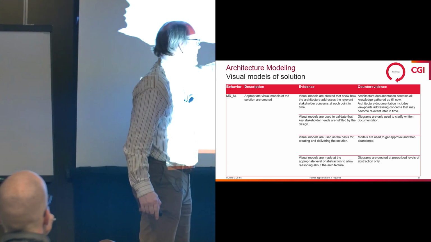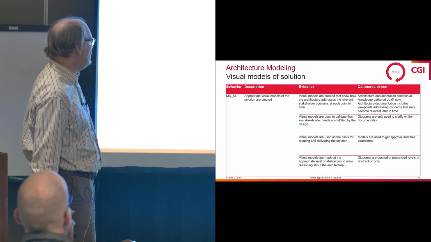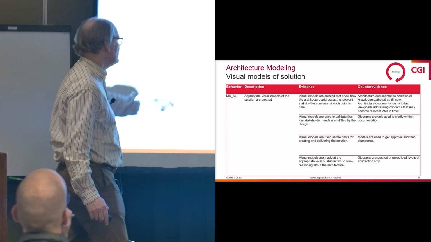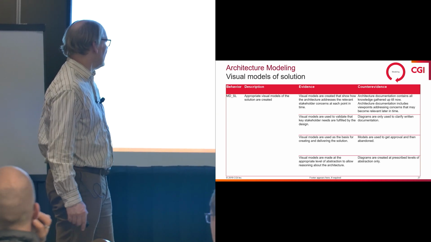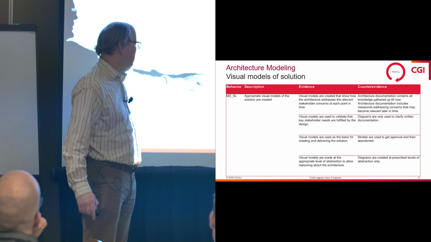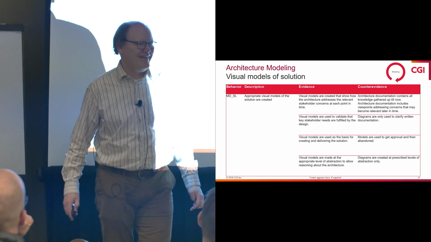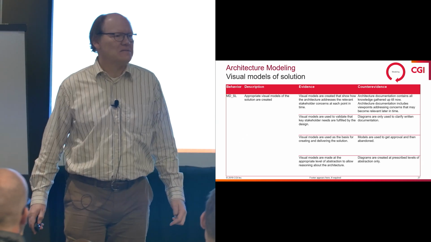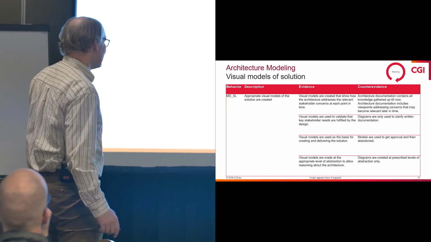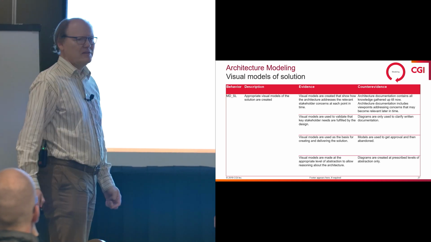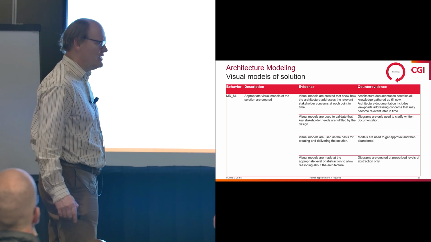A second counter evidence: diagrams are only used to clarify written documentation, rather than the visual models being used to validate that key stakeholders' needs are fulfilled. Visual models are used as the basis for creating and delivering the solution, rather than models being used to get approval and then abandoned. That happens too much in some of the organizations that I come into. Yeah, we have architecture models. We had them at the beginning of the project. They may be a little bit old now.